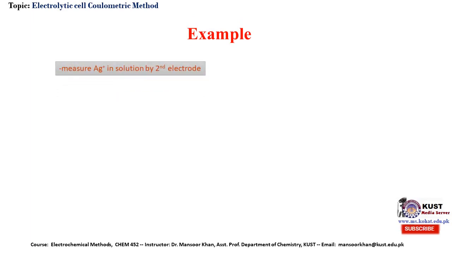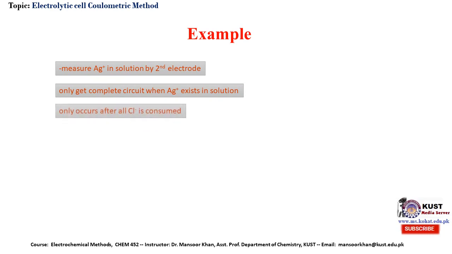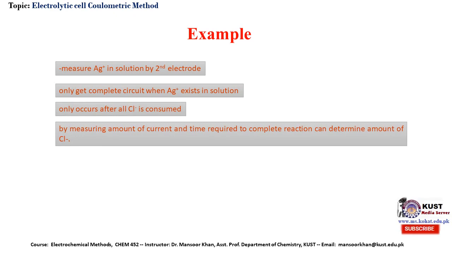Another example is measuring Ag in solution by a second electrode. We only get a complete circuit when Ag exists in the solution, which only occurs after all the chloride is consumed. So, by measuring the amount of current and the time required to complete the reaction, the amount of chloride can be determined. The amount of Ag which is consumed is the basis for the amount of chloride which is present in the analyte.